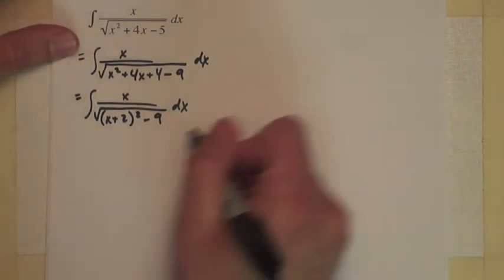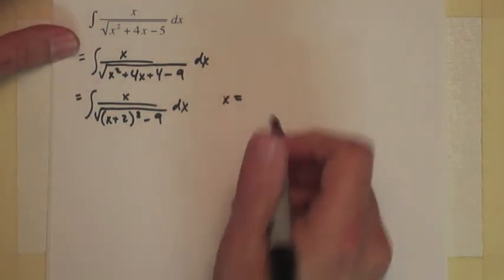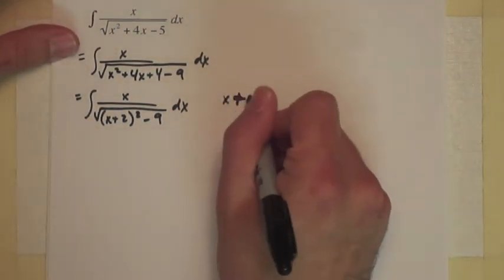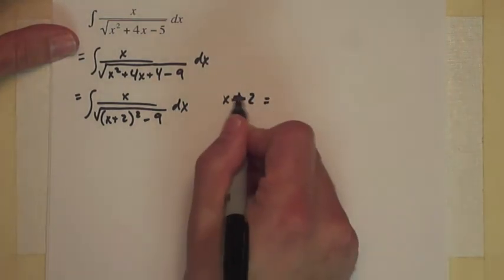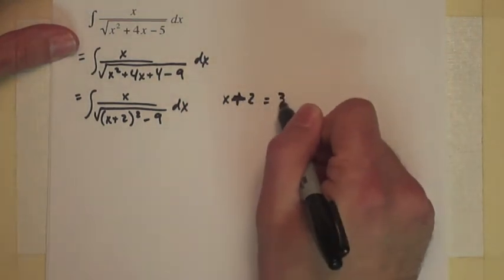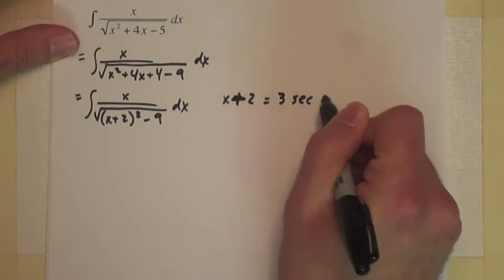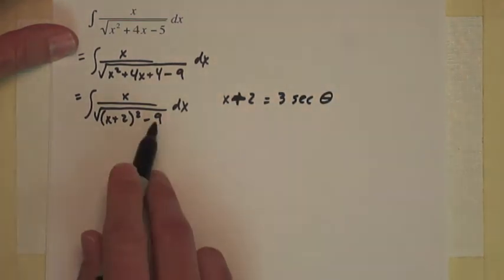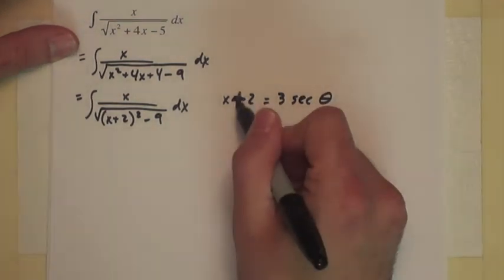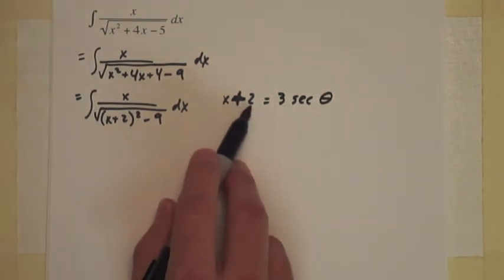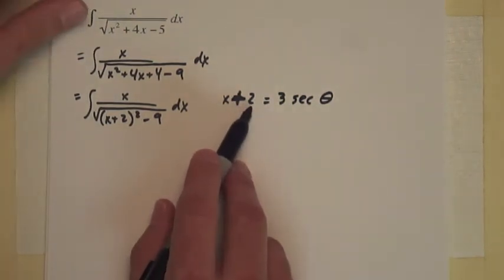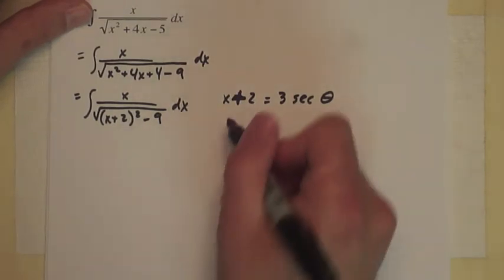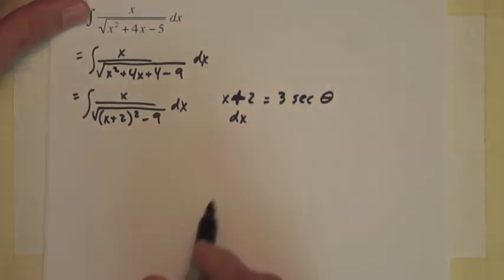So we get, actually instead of x, our variable is really x plus 2. So our x plus 2 should be a secant theta. Our a here is 3 because of the 9. Again, if it's confusing to you to assign the x plus 2, you could always use a u substitution as an extra step. But I'll do it this way.